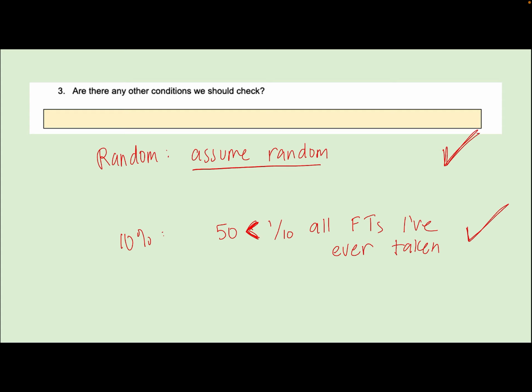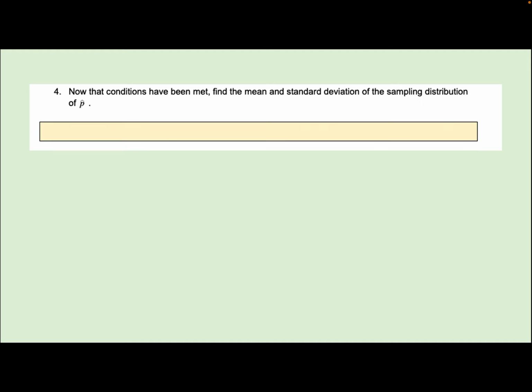All right, so now that conditions have been met, I want you to find the mean and the standard deviation. You have these formulas in your notes. I'm going to give them to you here as well. And then I want to give you a minute to try to solve for them, okay? Cool, so when you're ready to go over those, hit play and we can check work.